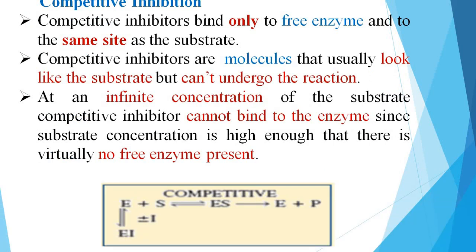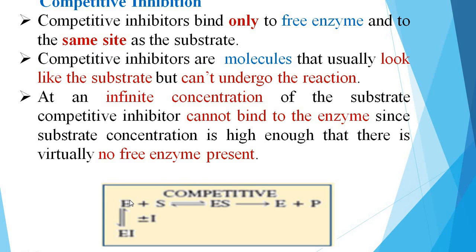Coming to the first, that is the competitive inhibition. Competitive inhibitors bind only to the free enzyme and to the same site as the substrate. Competitive inhibitors are molecules that usually look like the substrate but cannot undergo the reaction. At an infinite concentration of the substrate, the competitive inhibitor cannot bind to the enzyme, since the substrate concentration is high enough that there is virtually no free enzyme present.